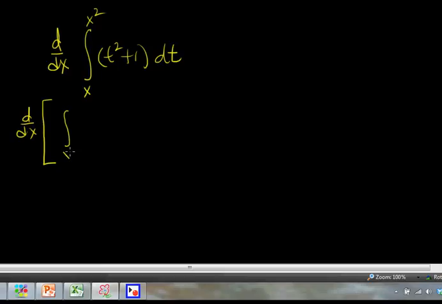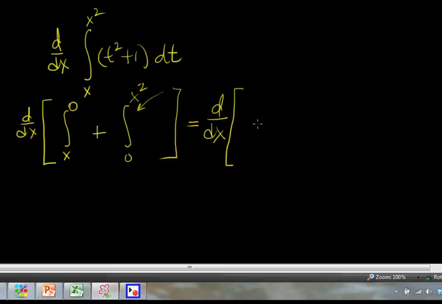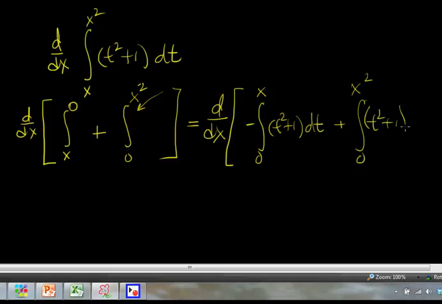And I'll write this as the integral from x to 0, and I'll skip the t's right now, plus the integral from 0 to x squared. Okay, well here we have a number on the bottom, so this one looks okay. We could just use the chain rule. But this one doesn't fit the fundamental theorem exactly. So here's how I'll do the problem. Rewrite it one more time, and I'll write this as minus the integral from 0 to x, using our properties of integrals, of t squared plus 1 dt, plus the integral from 0 to x squared of t squared plus 1 dt.